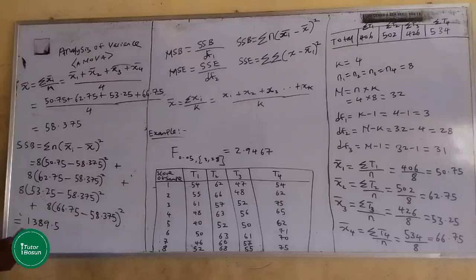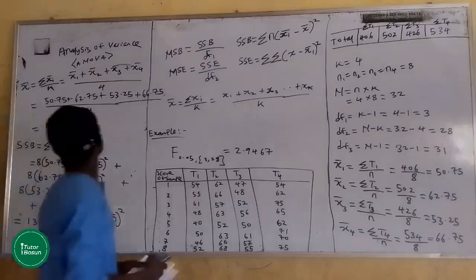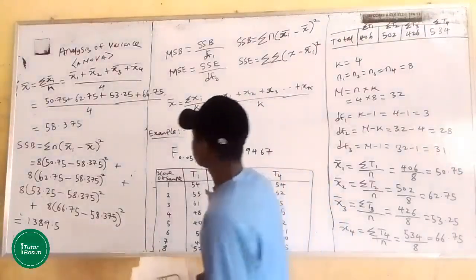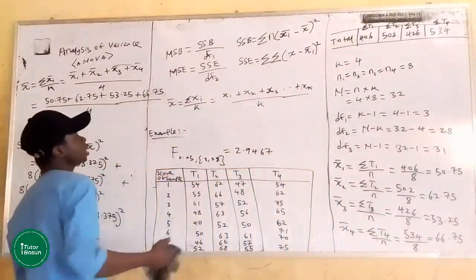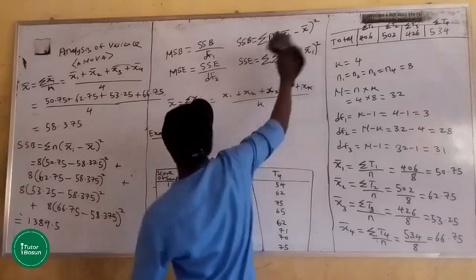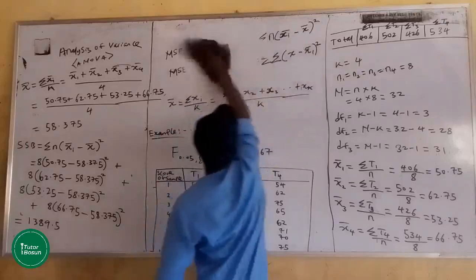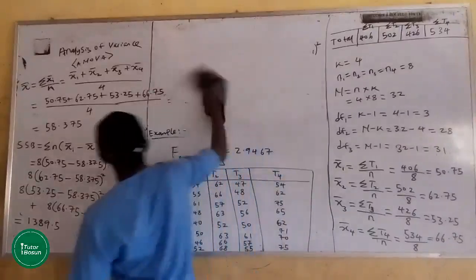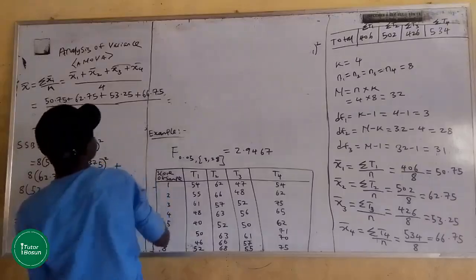Check. So we have our sum of squares between. Now we can get our sum of squares of error, our SSE.